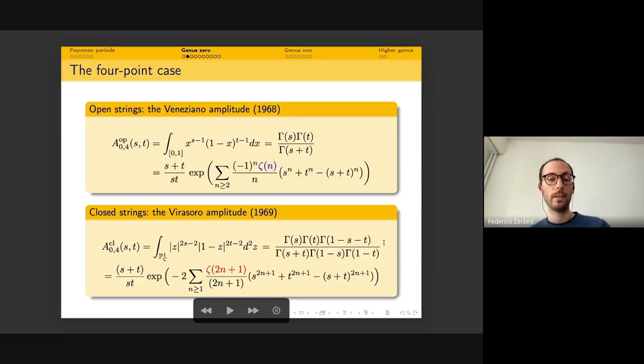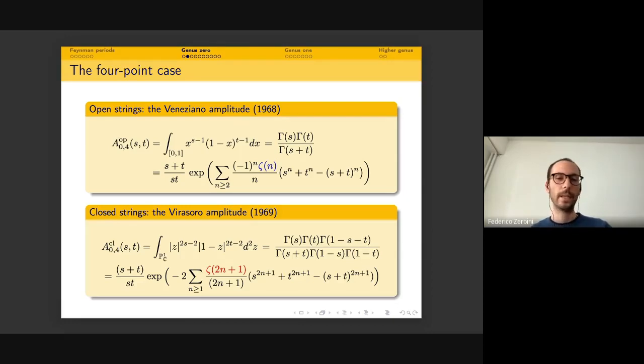This is a less known computation, but it's quite classical too. And the result is the following. So it's very similar to the open one, but here instead of getting all the Riemann zeta values, you just get the odd ones, which some of you probably know are very special.